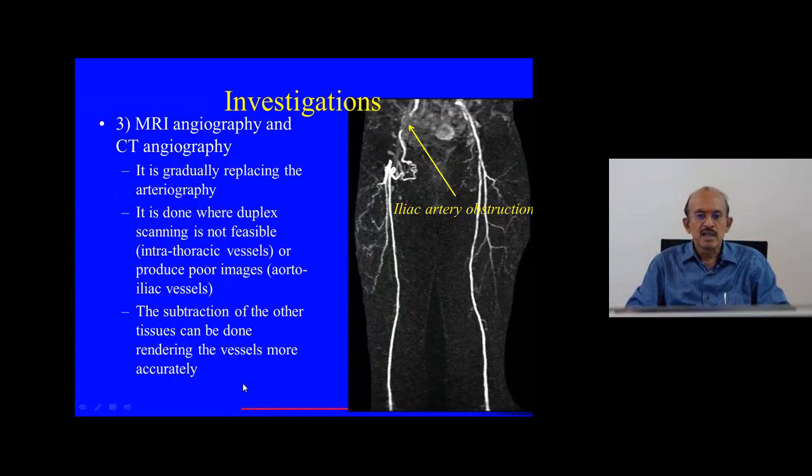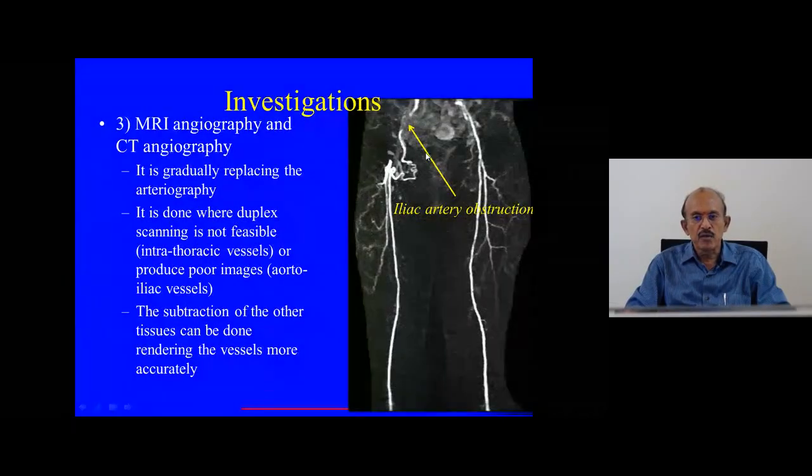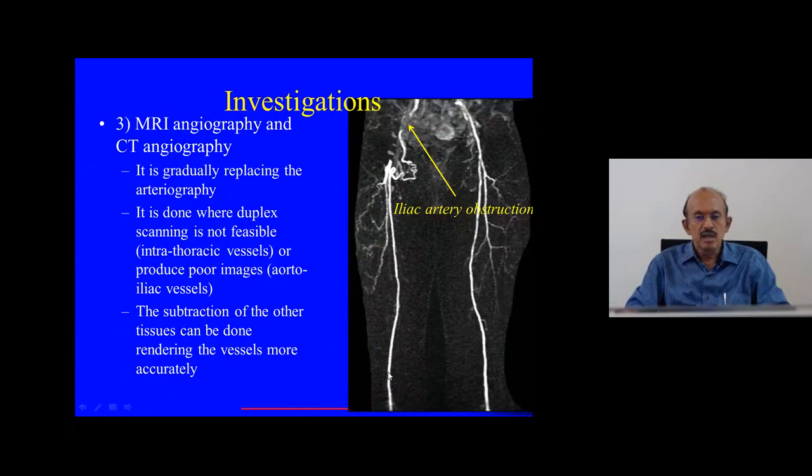The subtraction of other tissues can be done, rendering the vessels more accurately. Now you are seeing in the MR scanning here the muscles and other tissues. With computer technique, what you can do is you can take away all the other images, leaving behind only the vascular images. So this is called the subtraction method. By subtraction method or subtraction angiography, you can get a clear image of only the vessels.